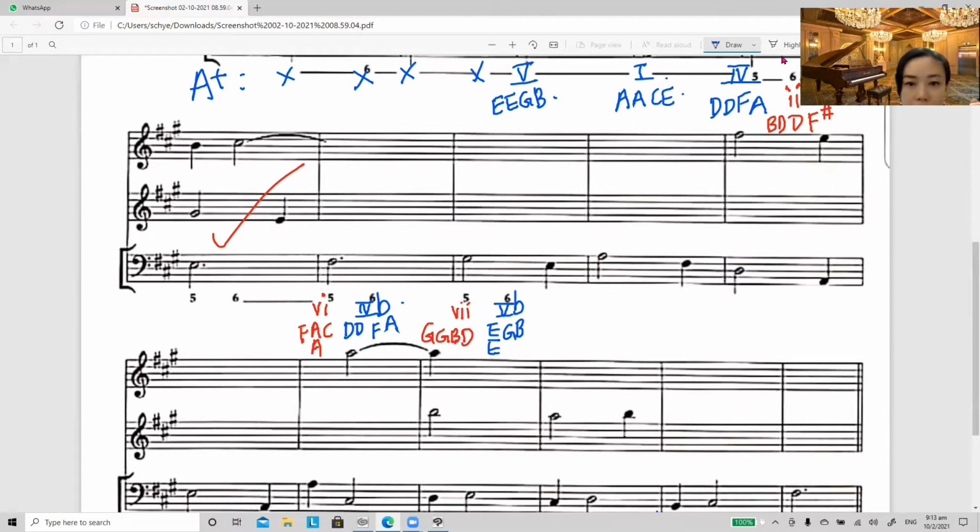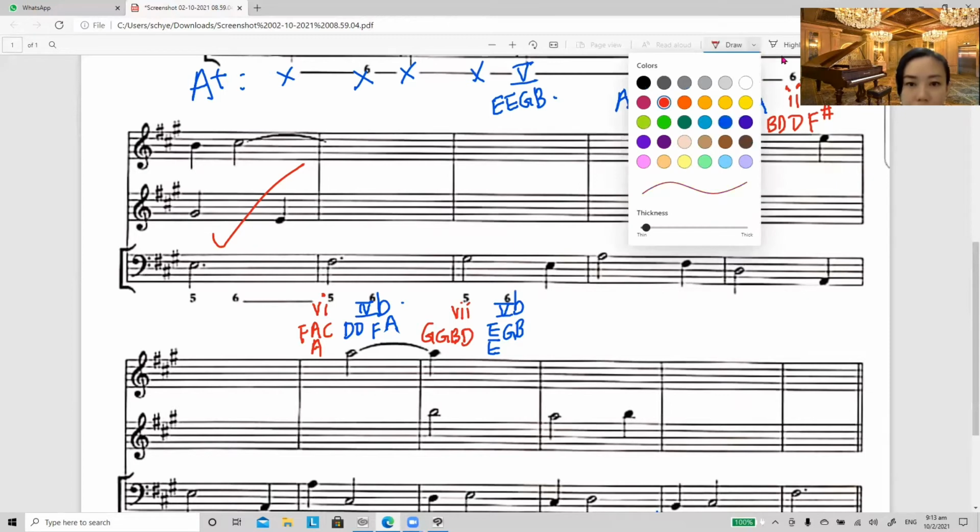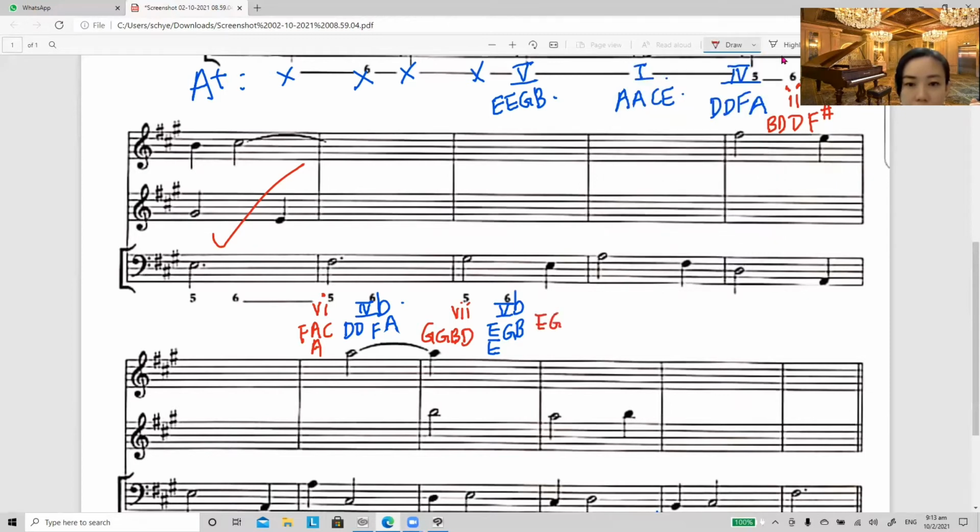Okay, next one, no number here. That means this is a root position. So we write down E, G, B. So this is chord 5, root position. So we put in the E, E, G, B, double the E.